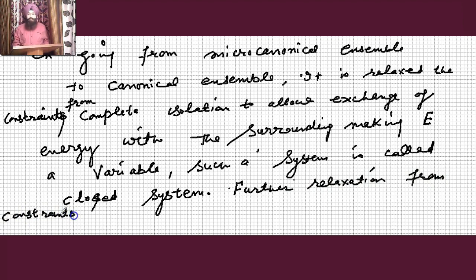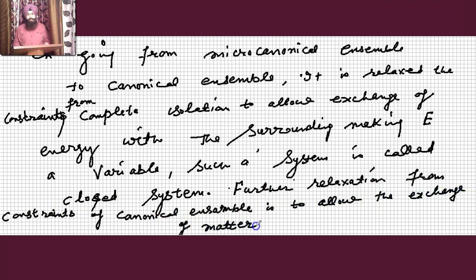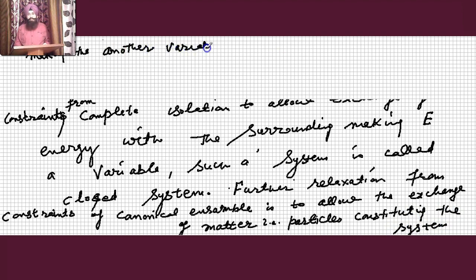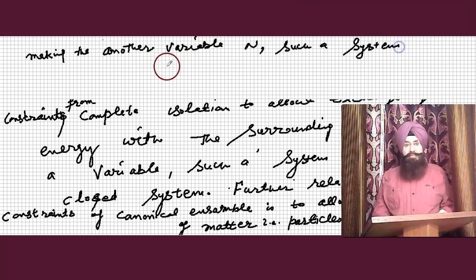Now, there's a further relaxation. The relaxation of the constraint is given while going from canonical to grand canonical. Further relaxation is given so that the exchange of particles becomes possible, right? Exchange of particles, or the exchange of matter, becomes possible in the case of the grand canonical ensemble. So in the grand canonical, exchange of matter and exchange of energy are both possible.